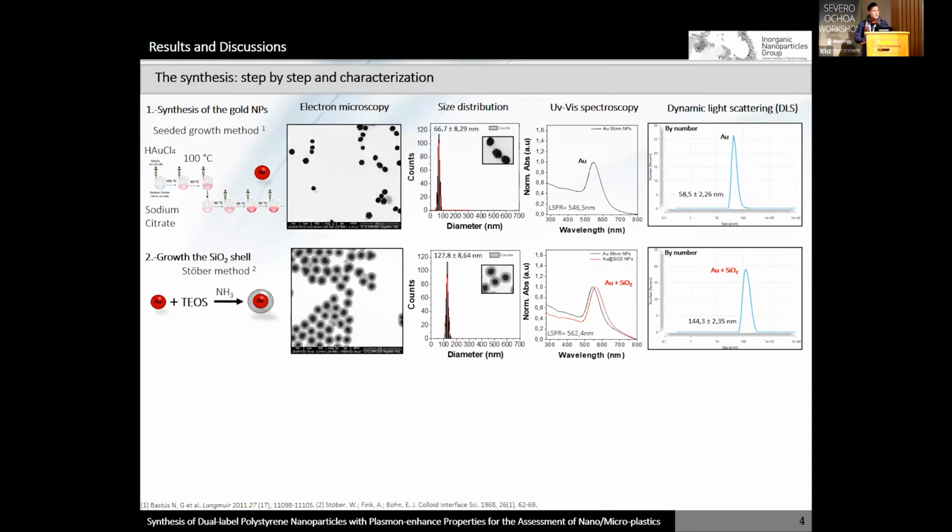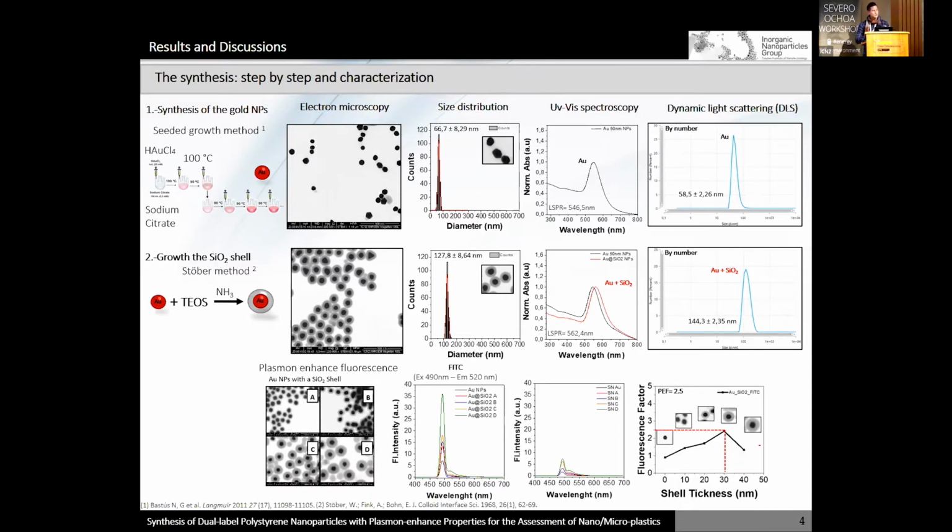But why 30 nanometers of silica? Why not 10? Why not 40? This has something to do with the fact that we investigated the plasmon-enhanced fluorescence. So I took these gold nanoparticles and I grew a silica layer of 10, 20, 30 and 40 nanometers. And I measured the fluorescence of these nanocomposites and compared them with the free dye in solution. And we achieved a plasmon-enhanced fluorescence of around 2.5 with a shell thickness of 30 nanometers.